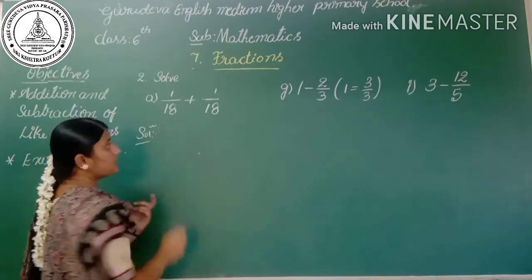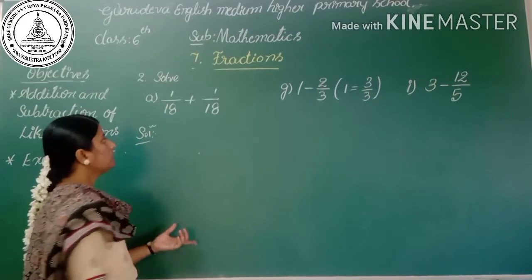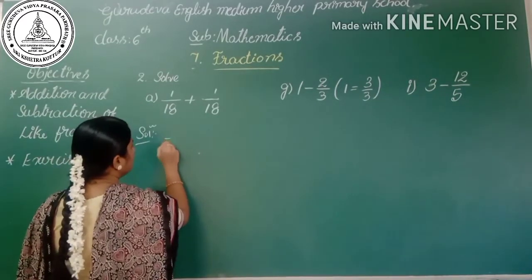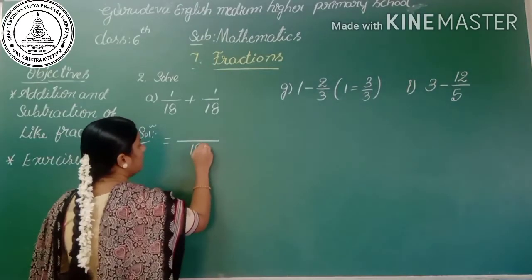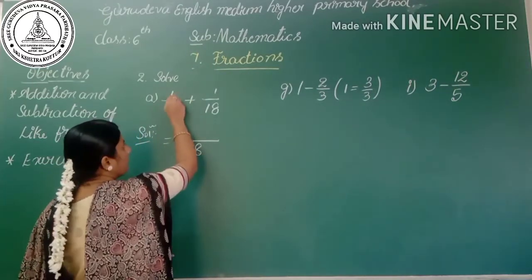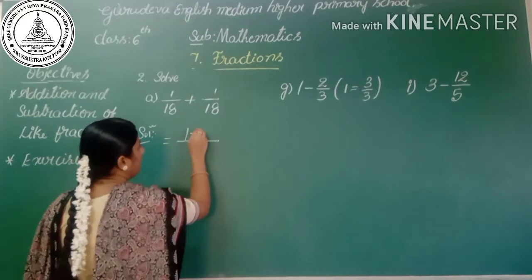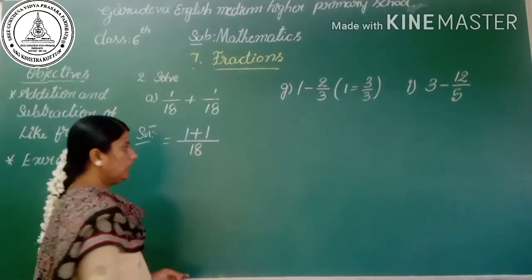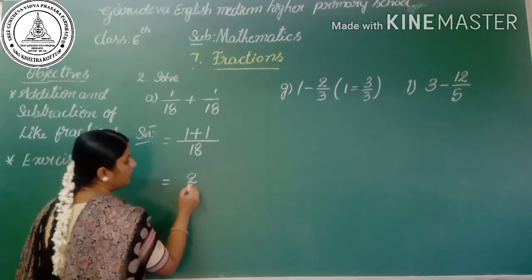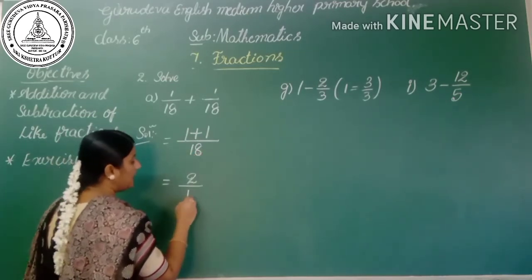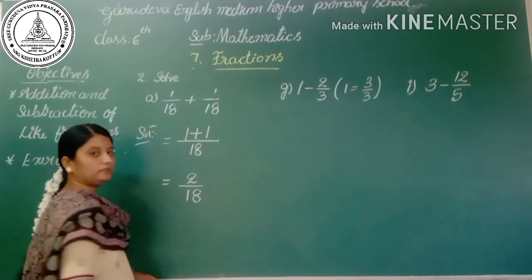So if the fractions are two like fractions, what we have to write? We have to write the denominator as it is and add the numerator. Numerator here is 1 and 1. We have to write 1 plus 1. In the next step, 1 plus 1 equals 2, divided by the denominator as it is, 18.